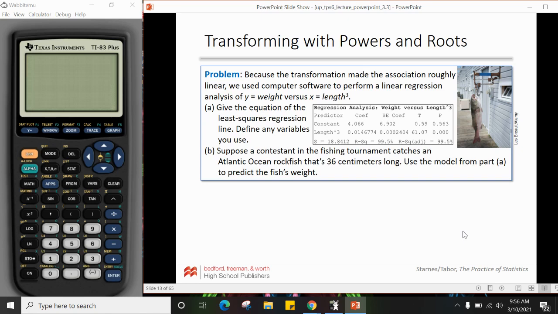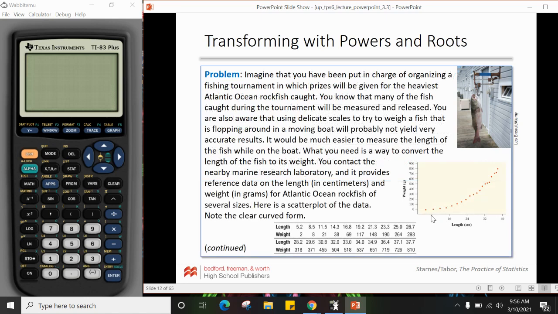So because the transformation made the association roughly linear, they're doing the transformation of y and x cubed. So every x value, every length is going to be cubed, and they're going to see if that turns this into more of a linear relationship.